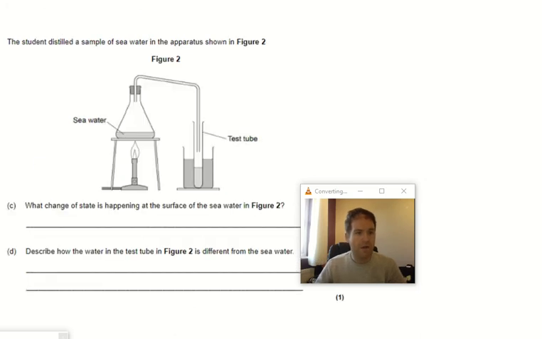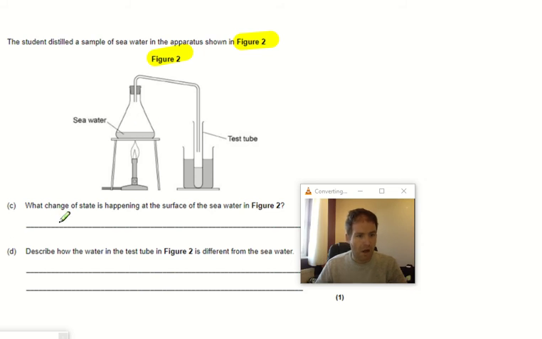Next question. The student distilled a sample of seawater in an apparatus shown below in figure 2. Here's figure 2. Seawater, test tube, heating. Okay, the heat's going to heat the water, it's going to rise, going to go down there, and hopefully we're going to collect pure water in there, and the salt will be left behind in this conical flask.